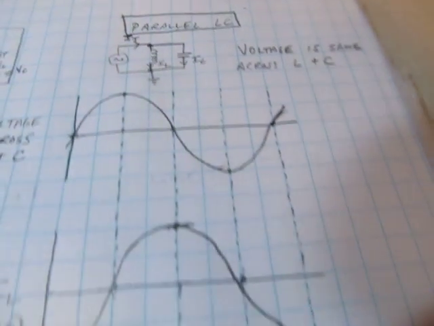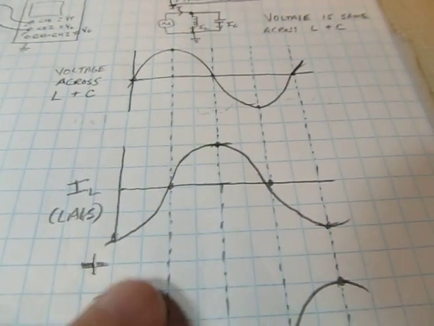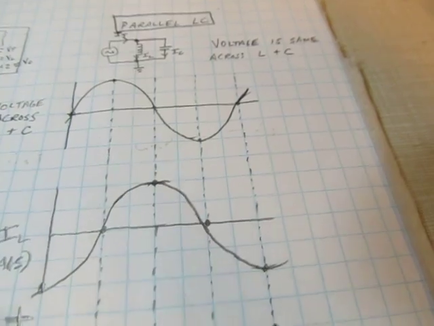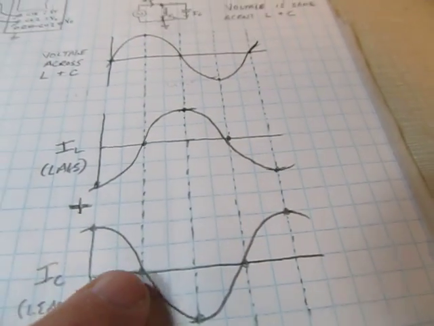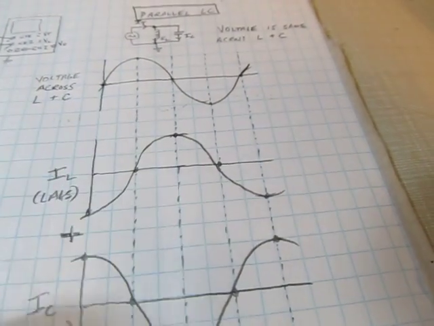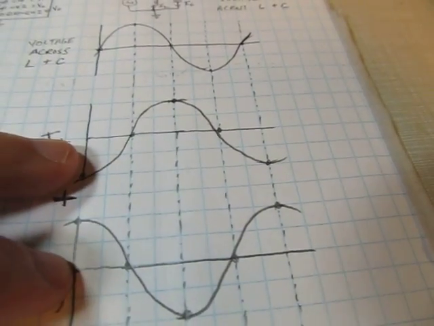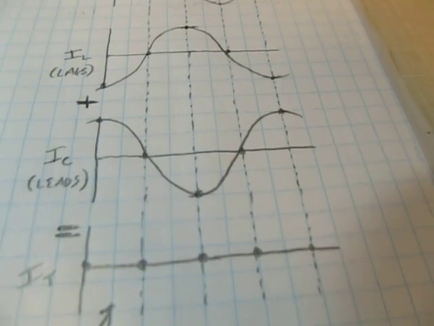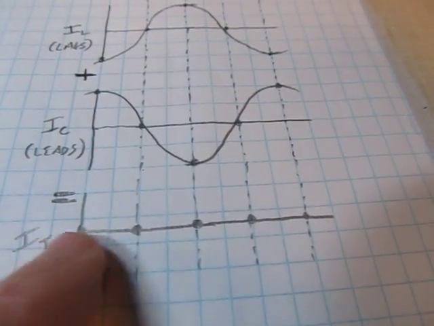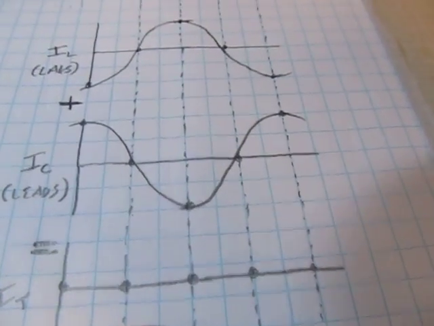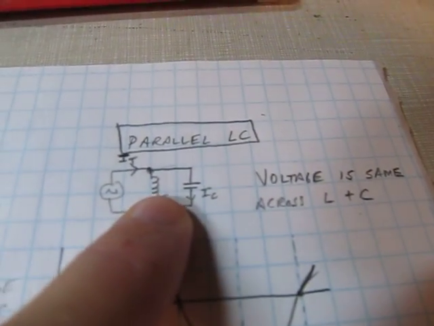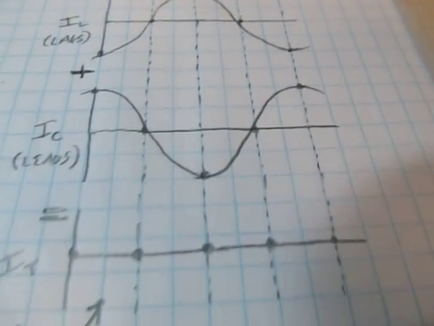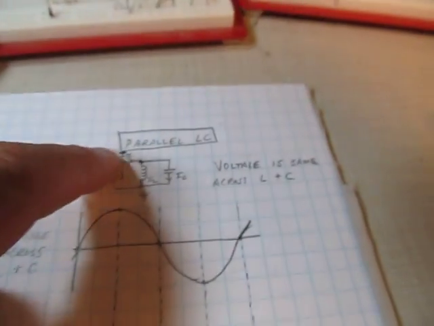So let's see what happens. If we draw the inductive current, remember the inductive current is lagging the voltage, and the capacitive current is leading the voltage. So we can now see these two currents are 180 degrees out of phase, and just like the voltages in the previous example, they add up to 0, ideally. So the property of a parallel LC circuit is that when you cross through resonance, there's going to be no current flow.